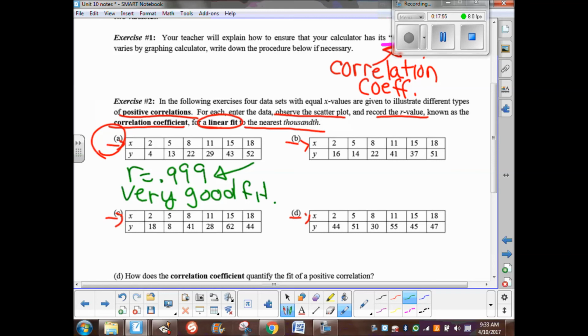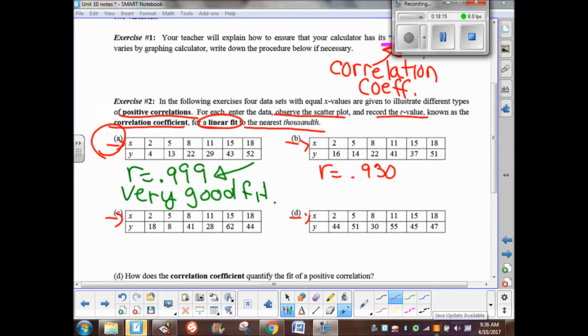So let's go ahead and do B, C, and D. Do all 3 of those, and then we'll come back. Okay, who's got B? Brian, what'd you get for the R value? 0.93.